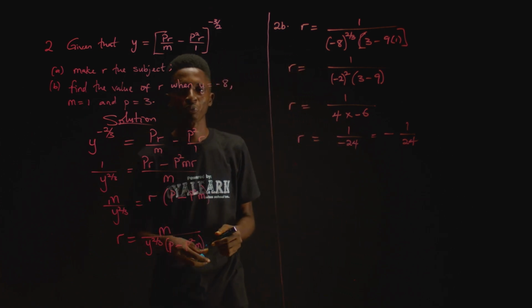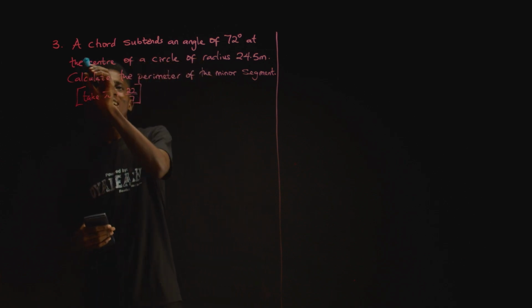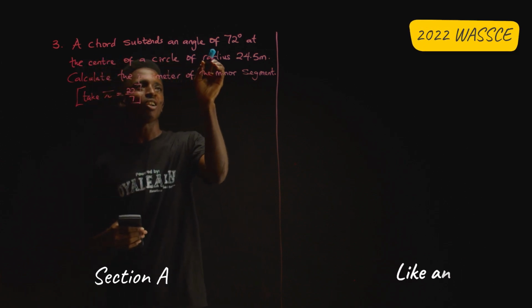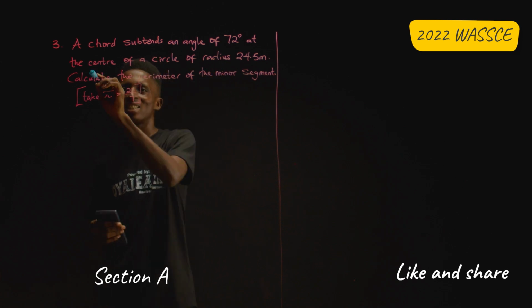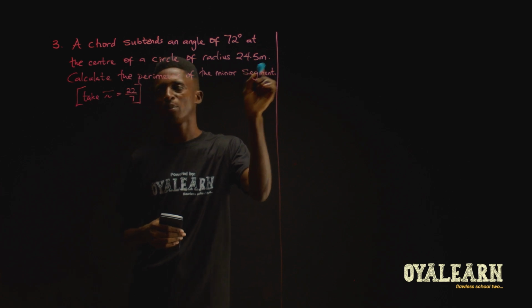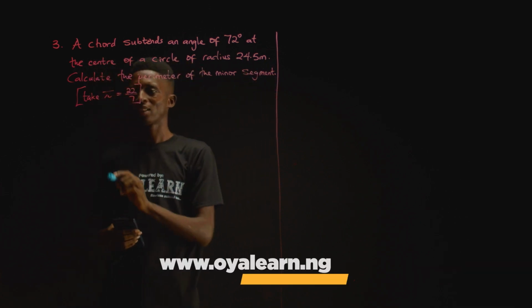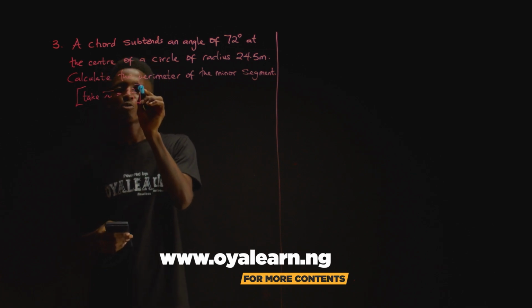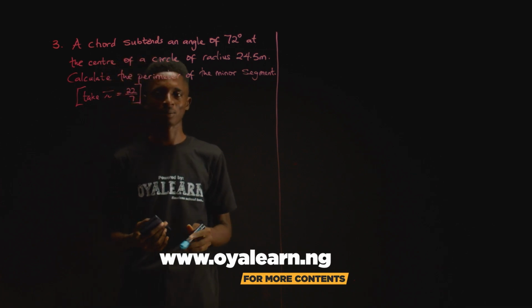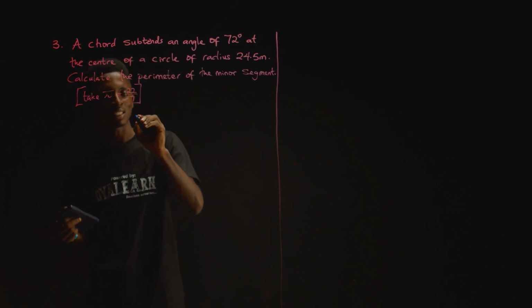question 2. Let us now solve question 3, which states: a chord subtends an angle of 72 degrees at the center of a circle of radius 24.5 meters. Calculate the perimeter of the minor segment. Take pi to equal 22/7. So let's visualize this by drawing. So recall that this is not drawn to scale.